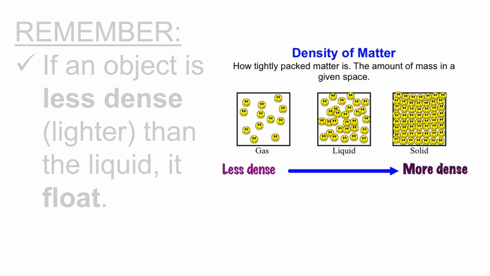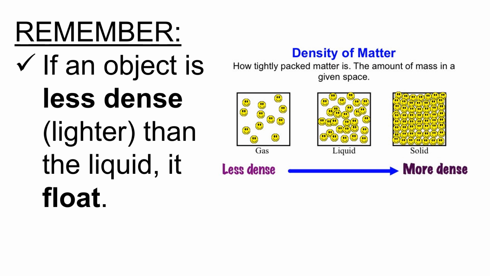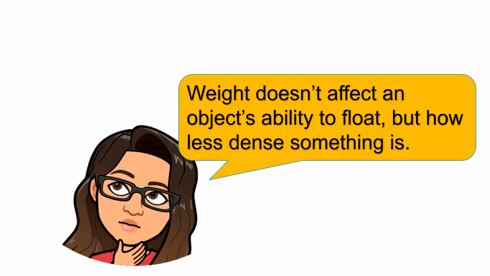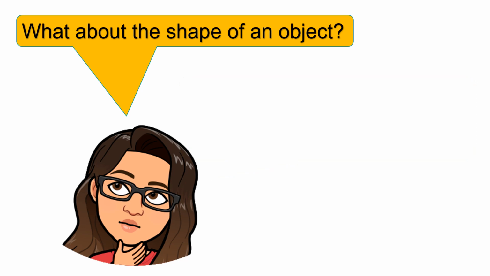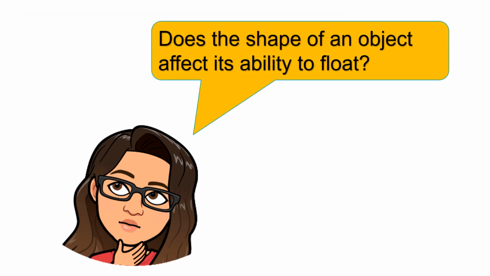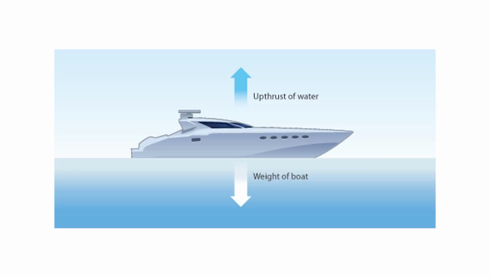We have learned that density is the degree of compactness of an object. It refers to how tightly packed or loosely packed an object is. So, if an object is less dense than the liquid, it will float. That's why a material that has gas will float in liquid. We have learned that weight doesn't affect an object's ability to float, but how less dense something is. What about the shape of an object? Does the shape of an object affect its ability to float? Let's find out.